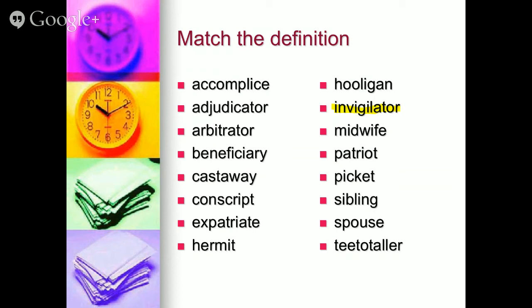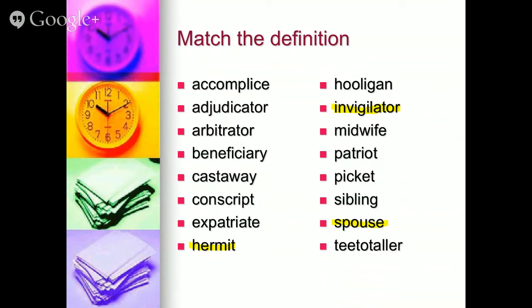All right, next one. This is a single word for husband or wife. What would that be? Anybody? Spouse. Yes, spouse. Okay, and the next word is someone who has deliberately withdrawn from society and lives completely alone. Hermit. Yes, hermit.